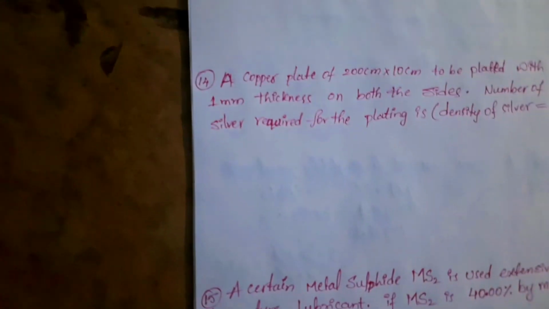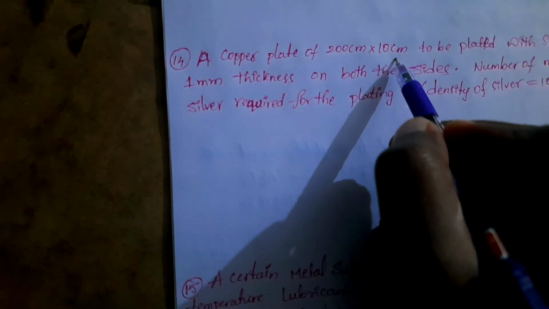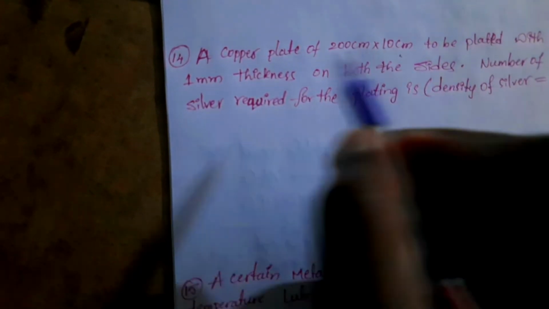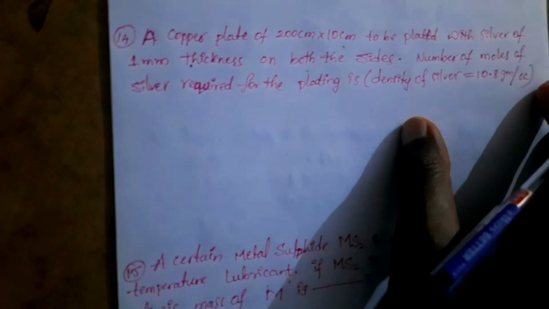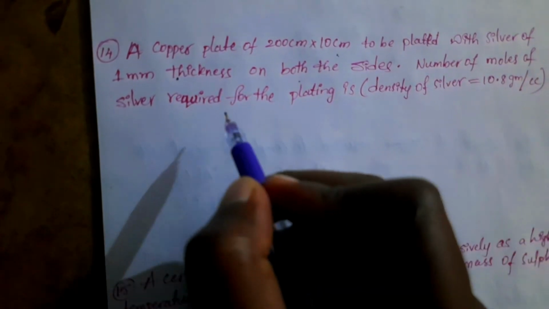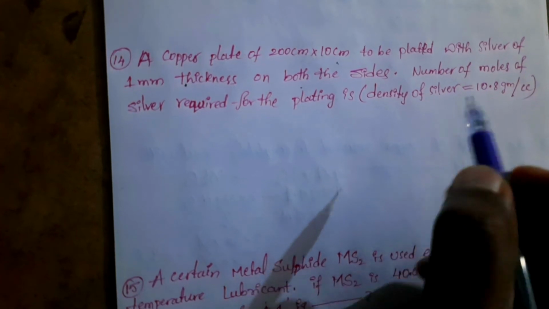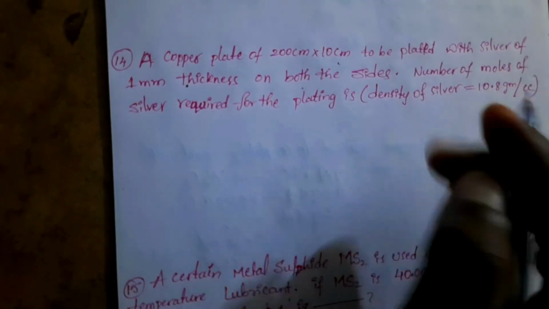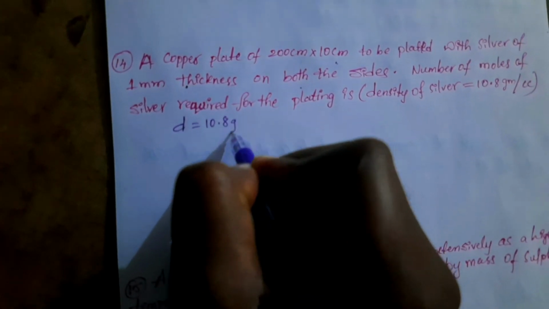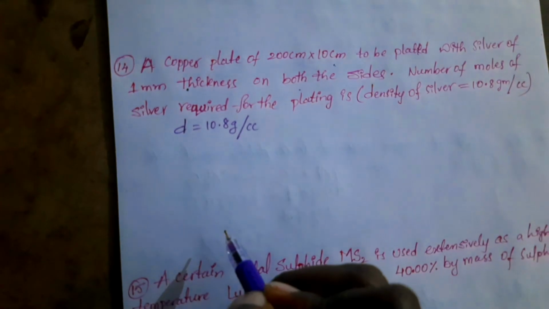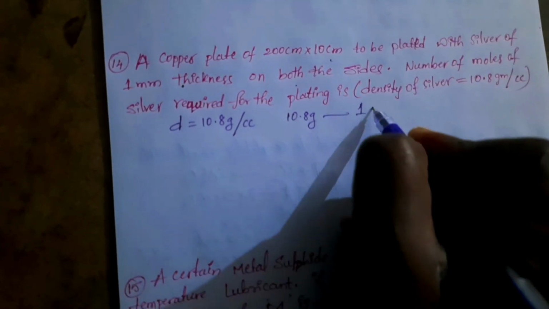Now next one. A copper plate of 200 centimeter into 10 centimeter is to be plated with silver of 1 millimeter thickness on both the sides. The number of moles of silver required for the plating is what they are asking. They have given the density. Density is how much they have given? 10.8 gram per cc. cc indicates centimeter cube. That is 10.8 grams in 1 cc.